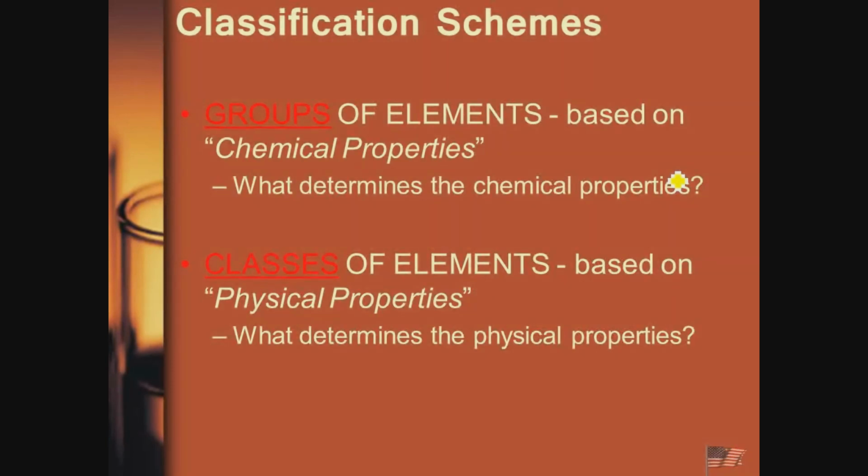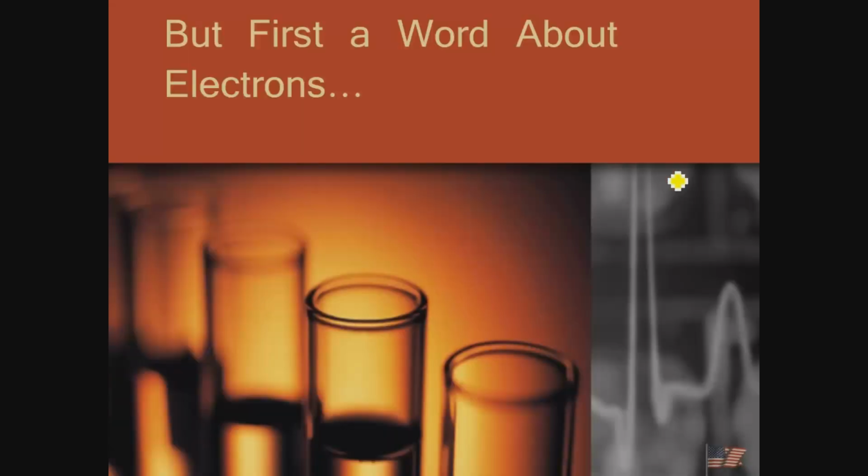Two other ways that you can approach this are grouping of the elements or defining them based upon their classes. Grouping has to do with having similar chemical properties. And what determines the chemical property? The number of electrons you have, specifically the number of valence electrons. I'll get to what that is in a bit. Classes, on the other hand, have to do with similar physical properties, and the physical properties are determined by the neutrons, as we just saw. But first, let me talk a little bit about electrons.